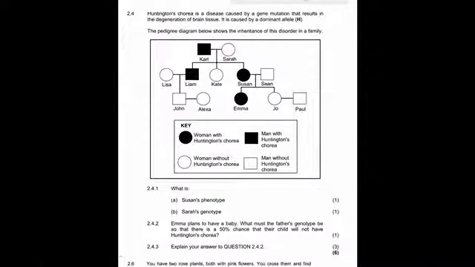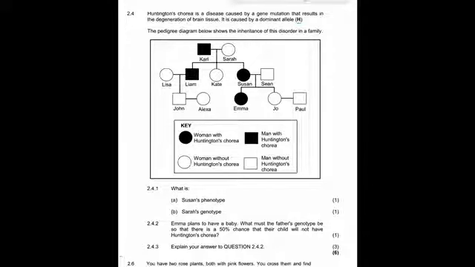All right, question 2.4. Here is another disorder that you may not have come across. And again, it's a case study looking at a pedigree diagram. So Huntington's chorea is a disease caused by a gene mutation that results in the degeneration of brain tissue. It's caused by a dominant allele, H. The fact that H is written just like that and it's not X, capital H, means that this is not a sex-linked disorder. This is an ordinary monohybrid cross question.